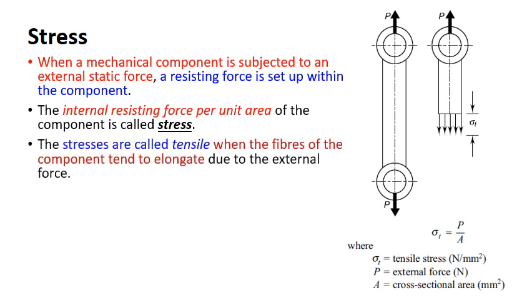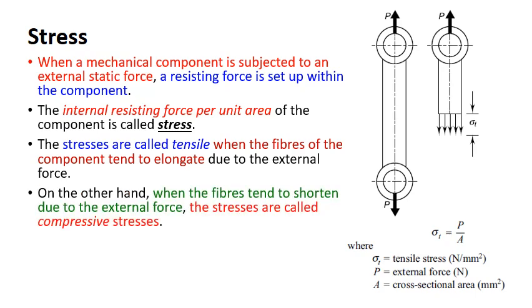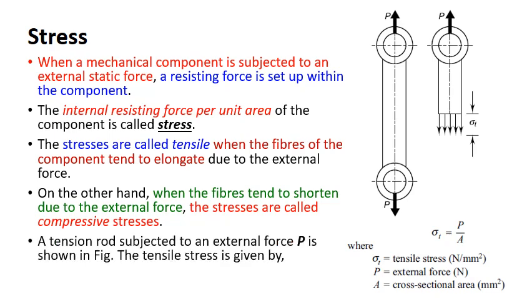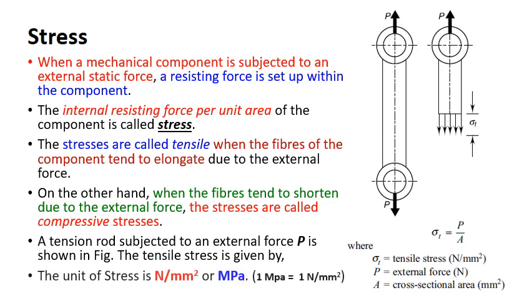So when the fibers of the part are pulled, or when they tend to elongate due to the applied load, we call it as tensile stress. On the other hand, when the applied force tend to shorten the same fibers, the stresses induced are called compressive stresses. We measure the stress in terms of Newton per millimeter square, or MPa. 1 MPa is equal to 1 Newton per millimeter square. So you can write just MPa or 1 Newton per millimeter square.